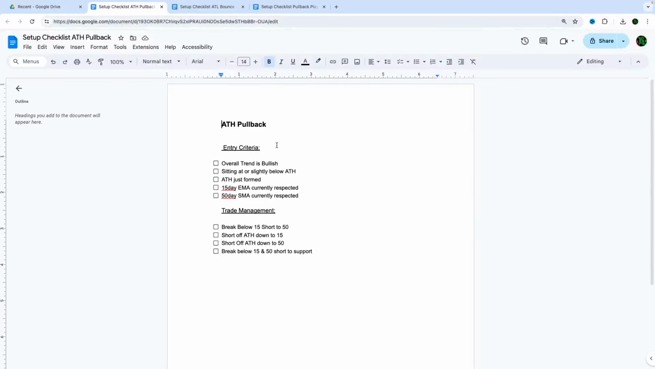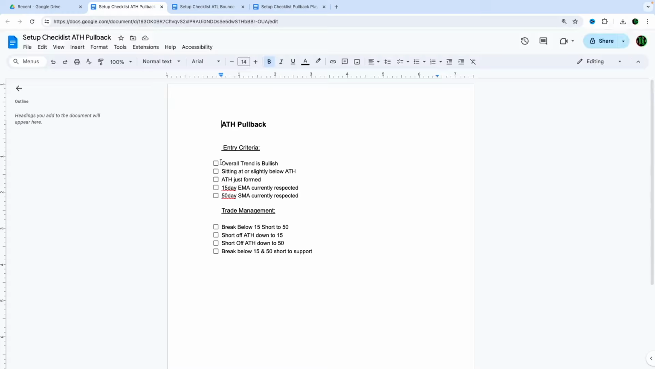Okay, we want to see that the 15-day EMA is currently respected, and we want to see that the 50-day SMA is currently respected. Preferably, like I said, all of these boxes will be checked off, and the more boxes we could check off, I would say the more confirmation it is that that trade will actually play out in our favor, right?